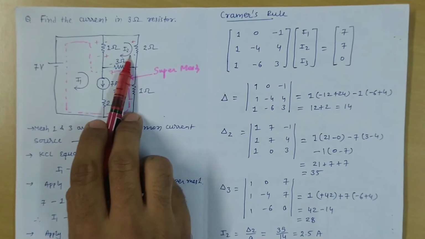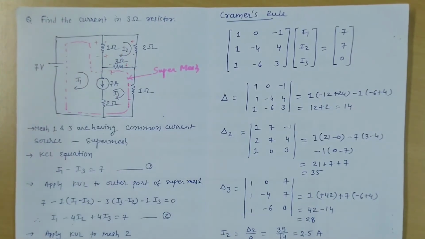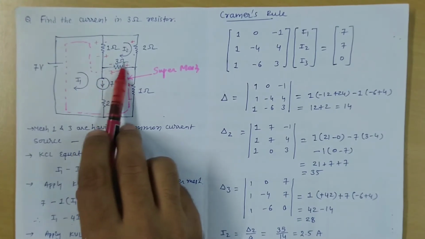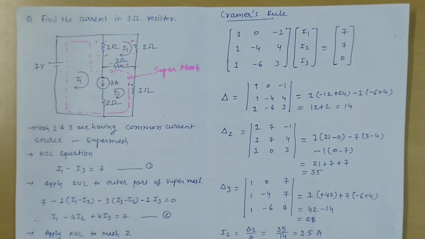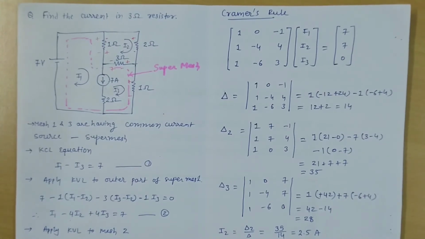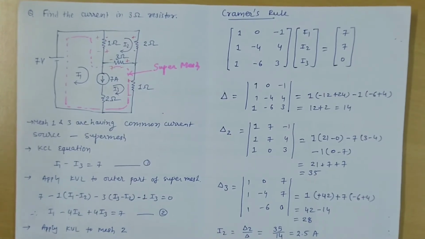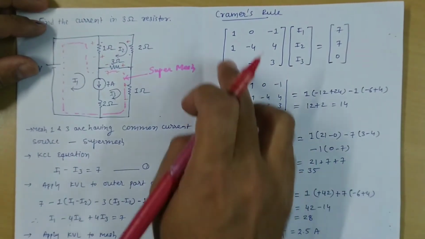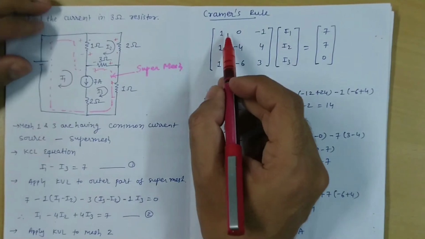Positive to negative, falling the potential, -2 I2. Positive to negative, falling the potential, -3 I2 minus I3 is equal to 0. And we will simplify this as I1 minus 6I2 plus 3I3 is equal to 0. So we will write equations 1, 2 and 3 in this form for Cramer's rule.